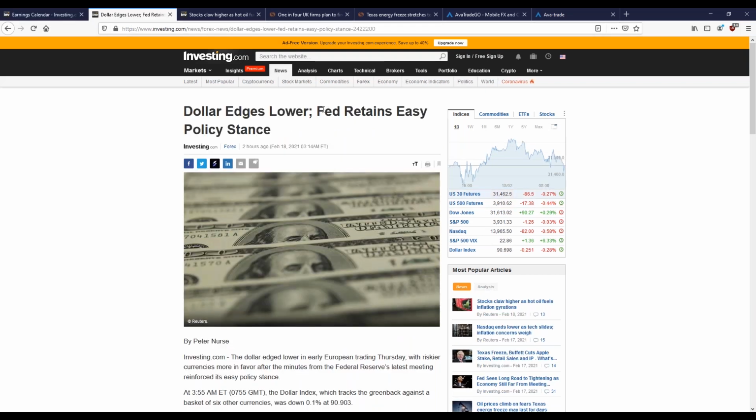Dollar edges lower. Feds retain easy policy stance. So we were talking about that. Now the Feds met recently in the U.S. and they said, listen, the minutes were released recently from a meeting in January, and they said we're going to keep easy monetary policy to make things easy for the economy, which means low interest rates, stimulus money, etc. That's great for stocks usually.